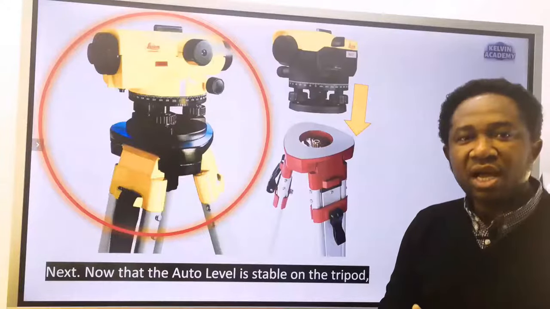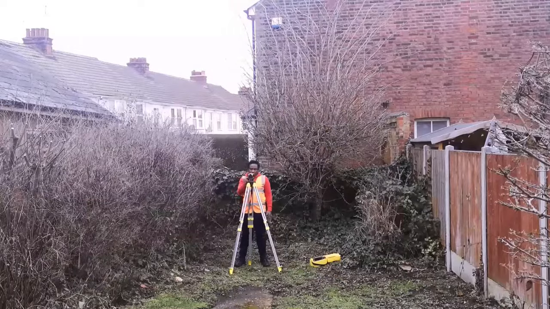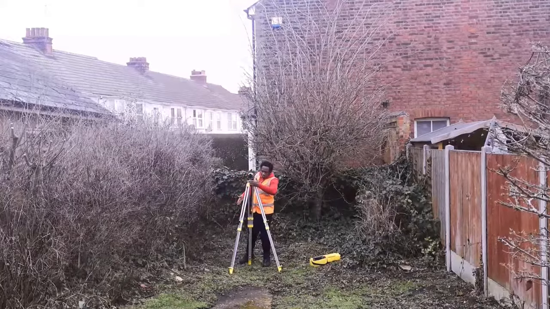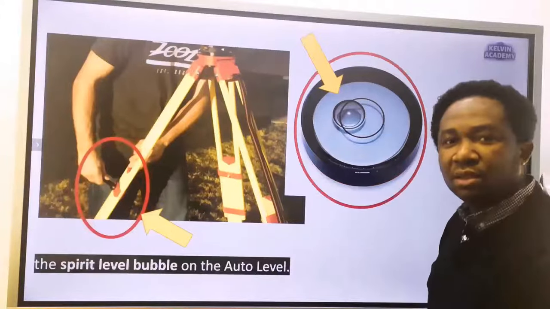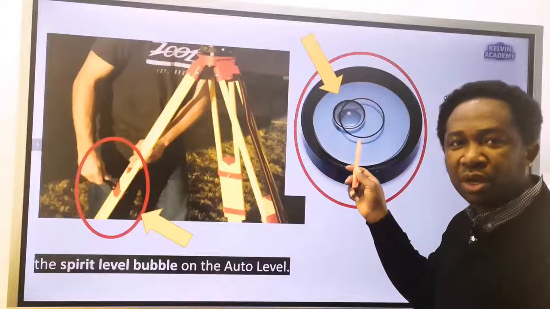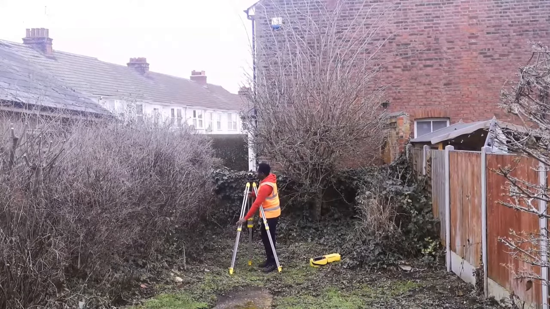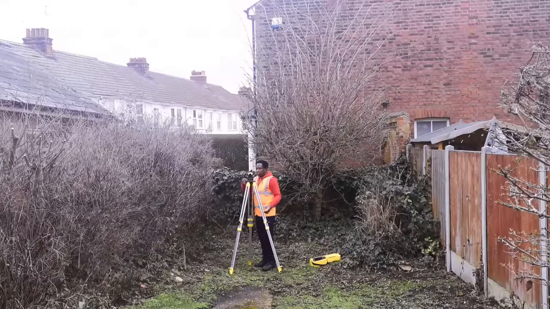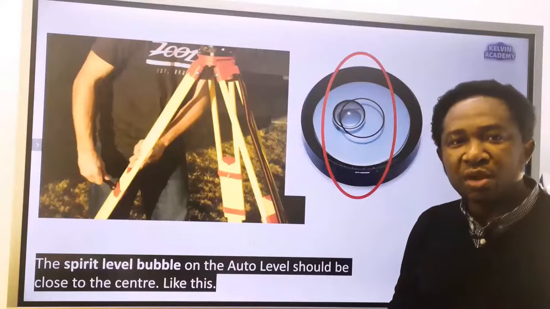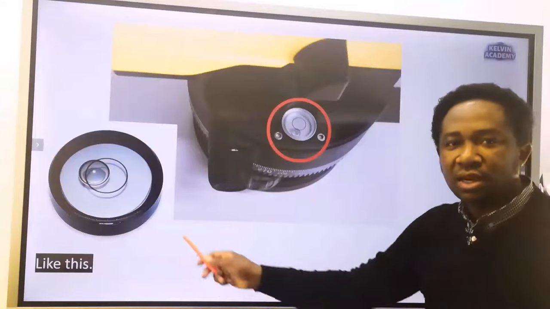Next, now that the auto level is stable on the tripod, use each leg of the tripod to gradually adjust the spirit level bubble on the auto level. The spirit level bubble on the auto level should be close to the center, like this.